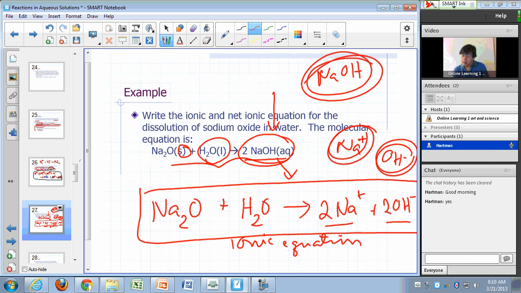But what would be the net ionic equation? Well, you look for spectator ions, and there are none, so this is also the net ionic equation. So this is the case where the ionic equation and the net ionic equation are the same because there are no spectator ions.